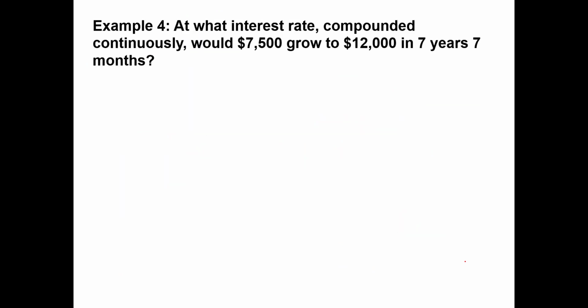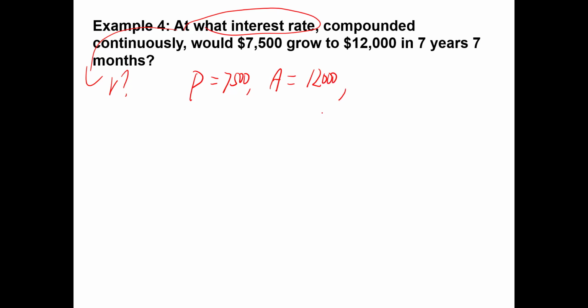Example 4. At what interest rate compounding continuously will $7,500 go to $12,000 in 7 years and 7 months? We're looking for the interest rate R here. We know the initial deposit is $7,500, the ending balance is $12,000, and time t is 7 years and 7 months, 7 months out of 12. Again, we do an improper fraction: 7 times 12 is 84, plus 7 is 91 over 12.